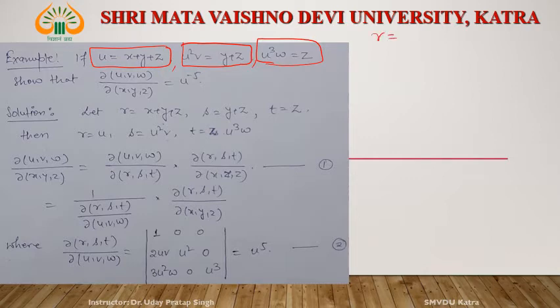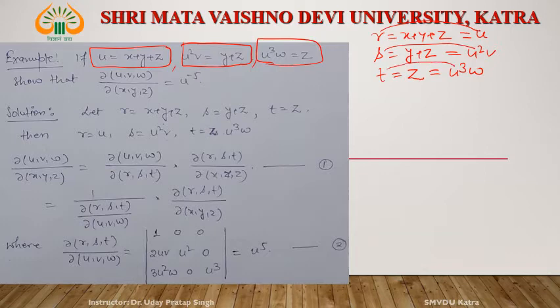Let r is equal to x plus y plus z, s is equal to y plus z, and t is equal to z. What is x plus y plus z? u. What is y plus z? u squared v. What is z? u cubed w. It means r is equal to u, s is equal to this, and t is equal to this. Right? Okay. What do we have to evaluate? We have to evaluate ∂(u,v,w)/∂(x,y,z). Right? Then we have to apply the chain rule.